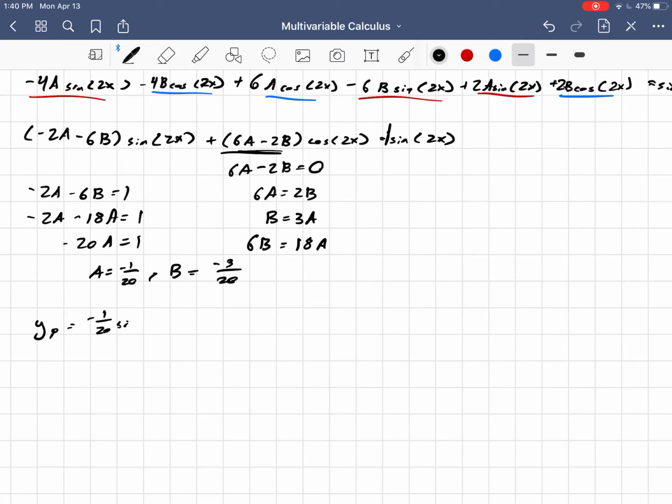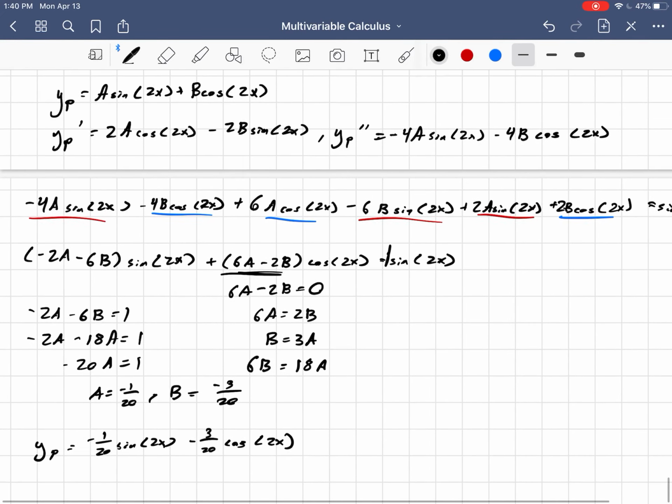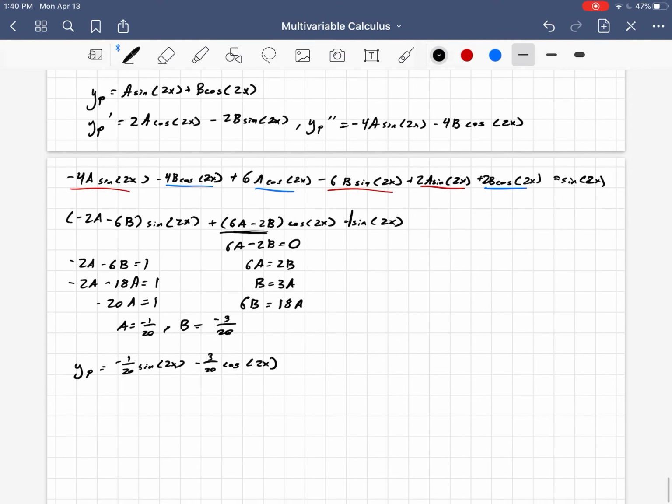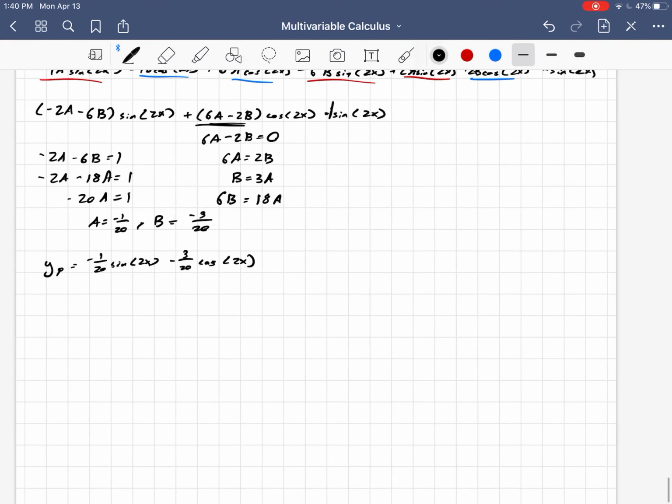And so y sub p is, what was our form? It was a sine 2x. So negative 1/20 sine 2x minus 3/20 cosine of 2x. And we would just take that and then add c sub 1 e to the negative 2x plus c sub 2 e to the negative x. And that would give us our general solution.